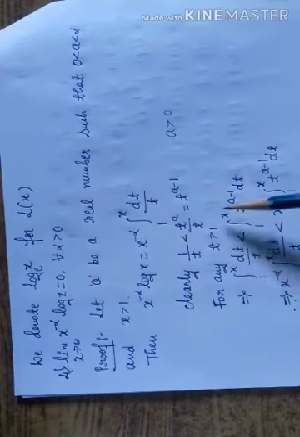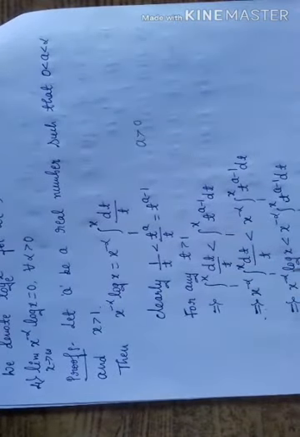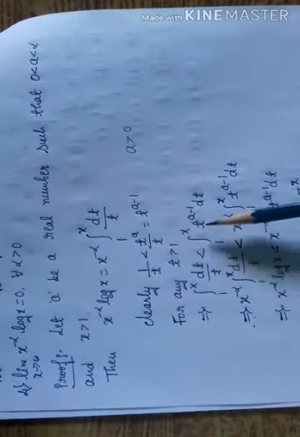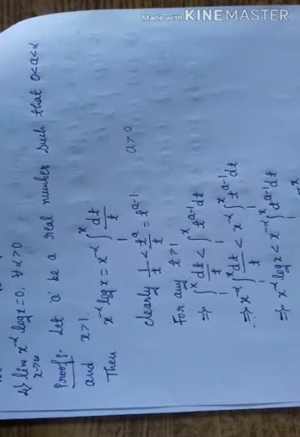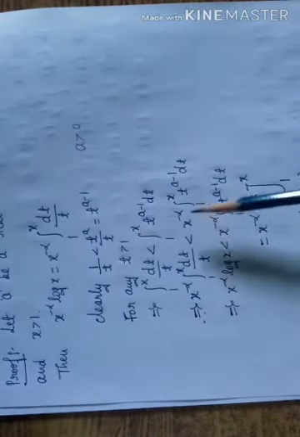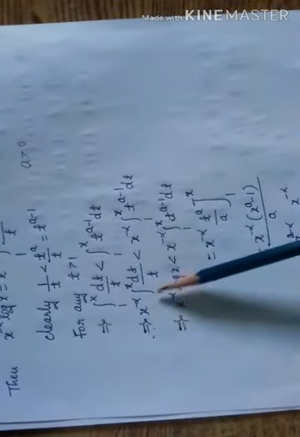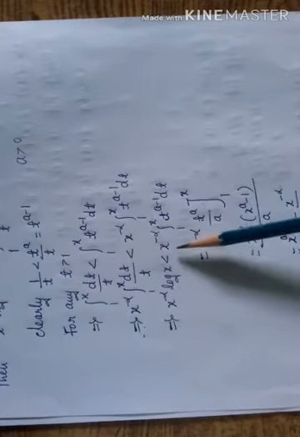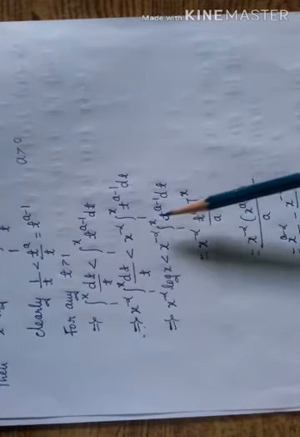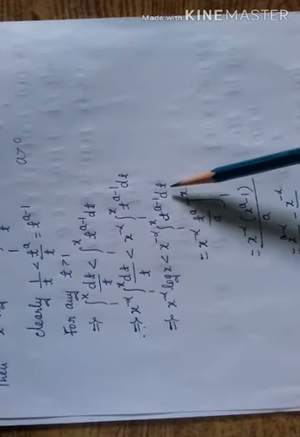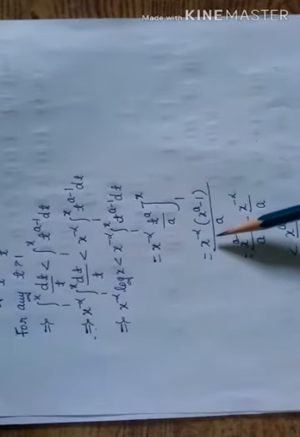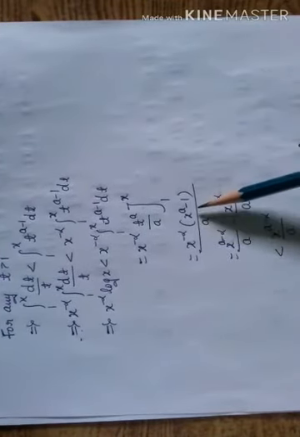For any t greater than 1, apply the integration. Integration from 1 to x dt by t is less than integration from 1 to x t to the power of a minus 1 into dt. Multiply by x to the power of minus alpha and integration applied. This implies x to the power of minus alpha log x is less than x to the power of minus alpha integration from 1 to x t to the power of a minus 1 into dt. Apply the integration. So we obtain this is equal to x to the power of minus alpha into x to the power of a minus 1 divided by a.